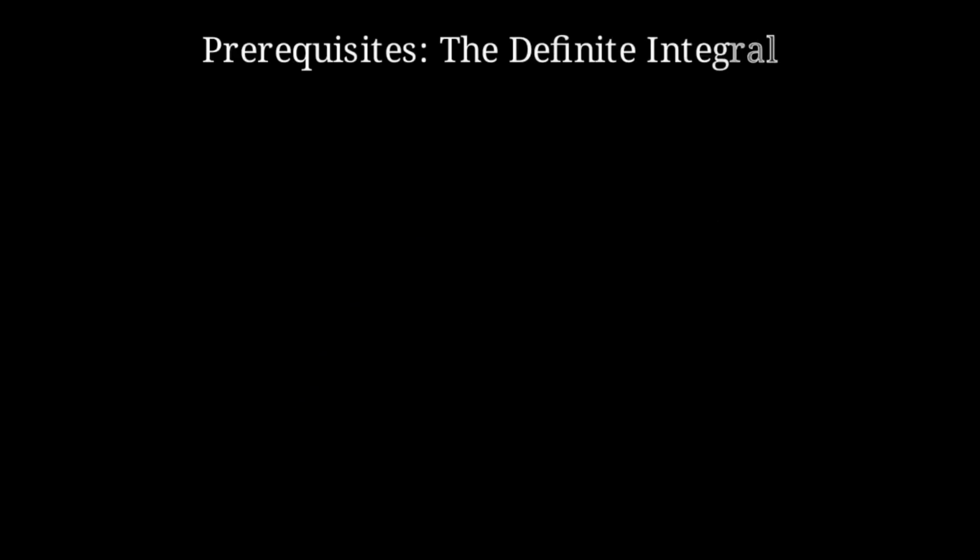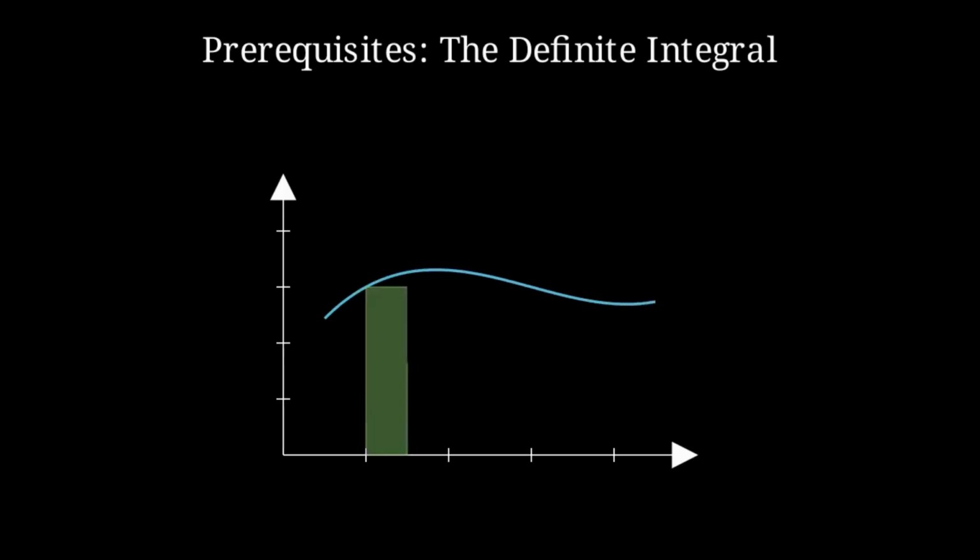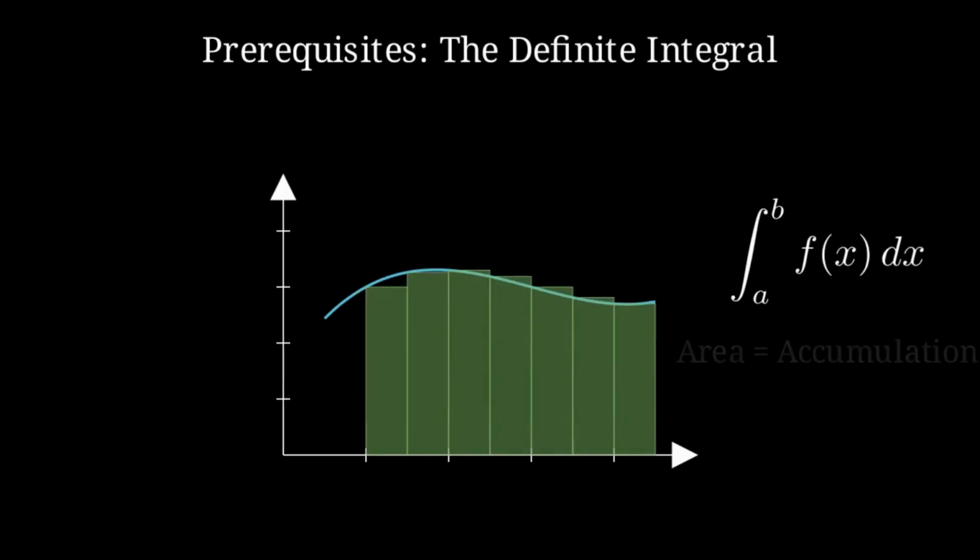Conversely, the definite integral represents the total accumulation of a quantity. We approximate this by summing the areas of infinitely thin rectangles under a curve. Until the fundamental theorem, finding the exact value of this sum was a monumental task.